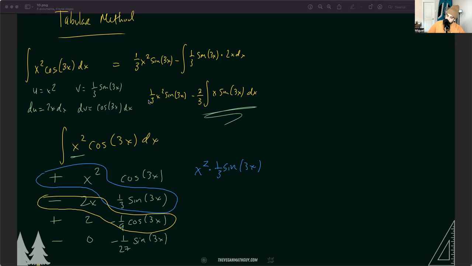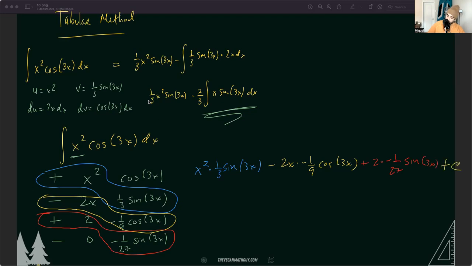So that's going to be minus 2x times negative 1/9 cosine of 3x. Don't worry, we're going to simplify that in a second. And then the last one is the last product here. So times that value there. And it looks like it's plus 2 times negative 1/27 sine of 3x. And then we have our plus c.